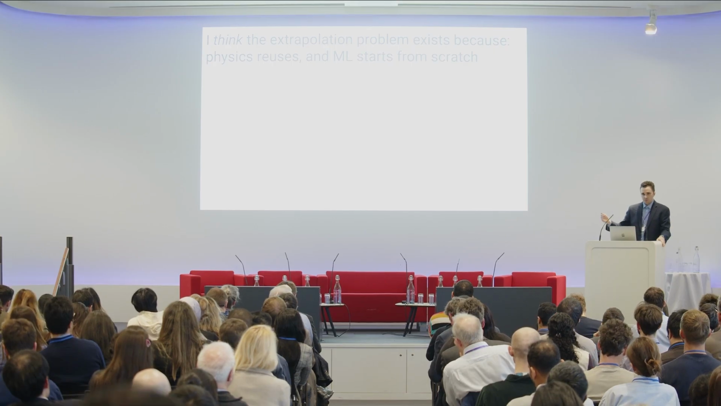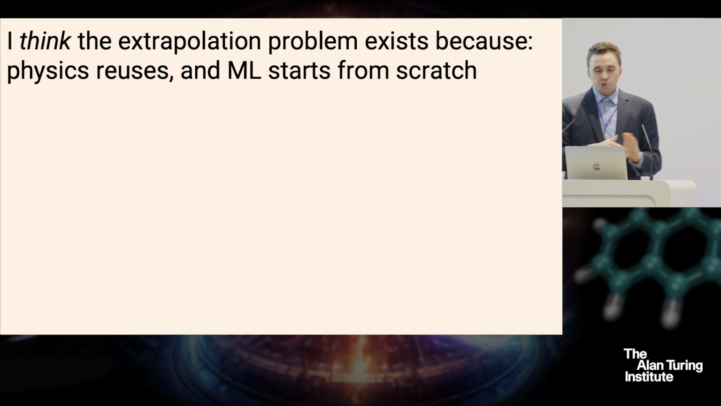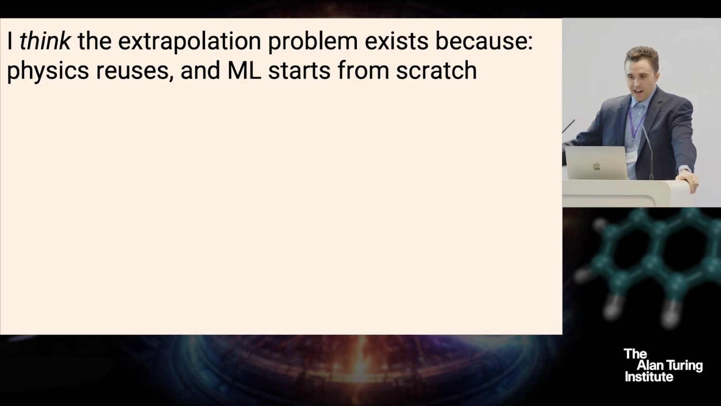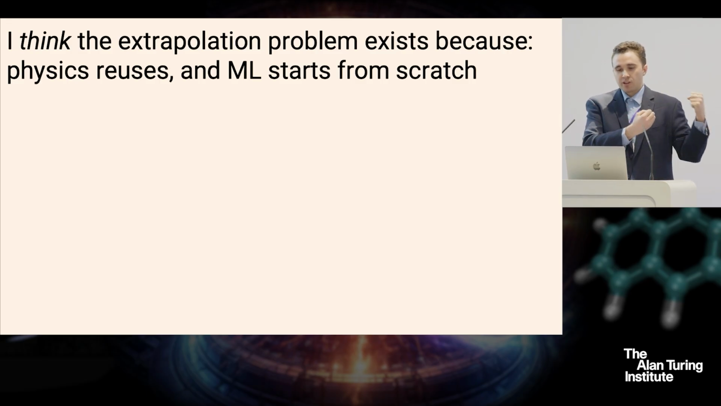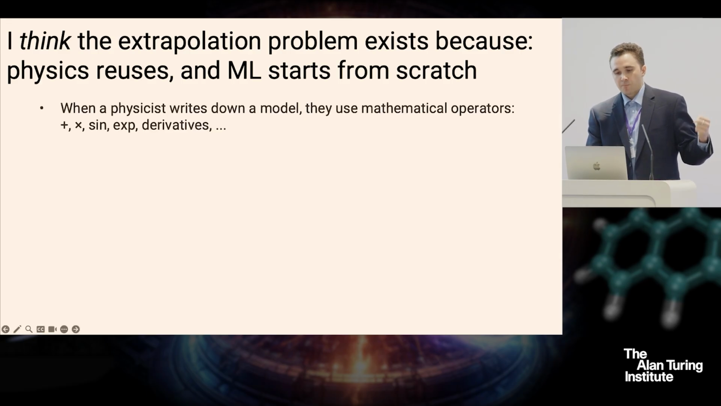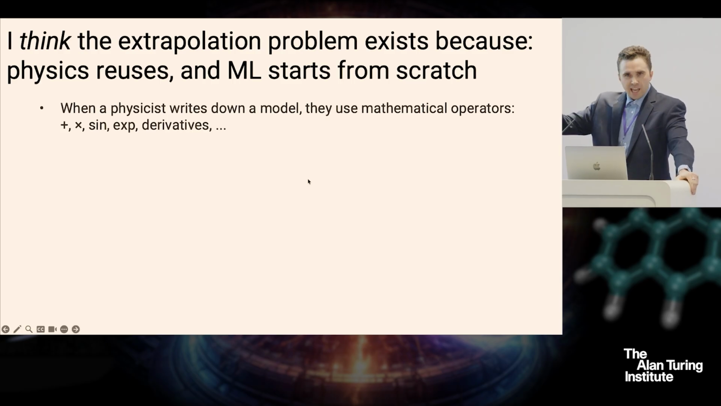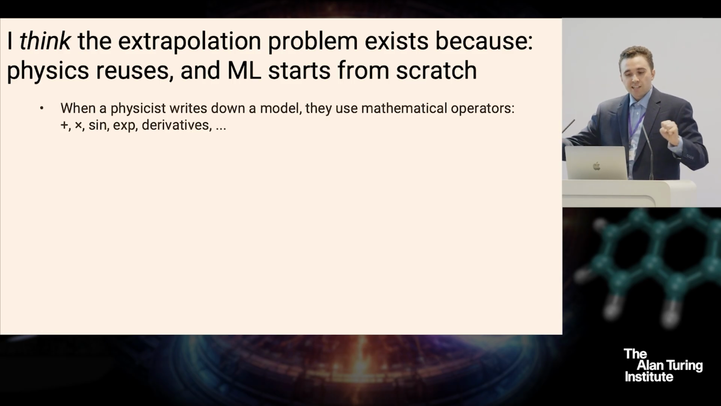So before foundation models were in vogue, every time you trained a neural network, you trained it from scratch. You start the universe from scratch. The neural network has to learn how to do everything. But a physics model has so many core pieces that it's reusing that have been proven useful in other contexts. When a physicist writes down the model, they use operators, right? They use addition, multiplication, sine, exponential. These are core concepts that are useful in many different contexts.